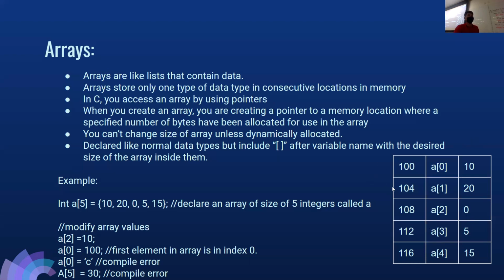So let's just say this is the memory address 100. This is how you access it, and then this is the value stored in it. And then it goes to 104 because an integer is 4 bytes, so it'll increment by 4 and by 4 and by 4. But I mean, you don't have to worry about that. I just wanted to show you guys that.